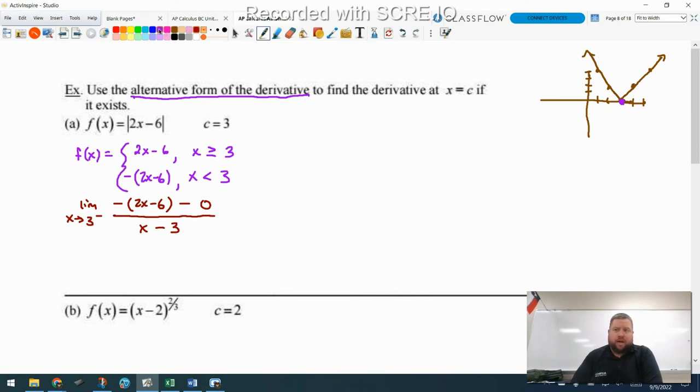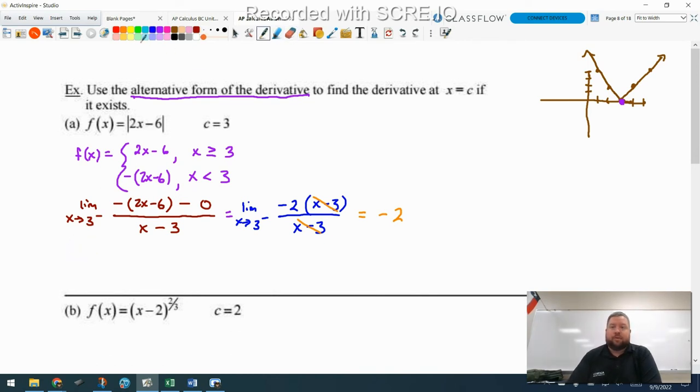So we're going to do a little algebra here. I can take out a 2. So this is equal to the limit. Actually, let me go this way. This is equal to the limit as x approaches 3 from the left of negative 2 times x minus 3, we can get rid of that minus 0, divided by x minus 3. The x minus 3's cancel, and the limit of a constant is equal to the constant. So that limit's equal to negative 2.